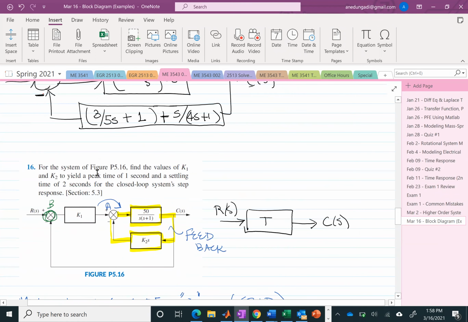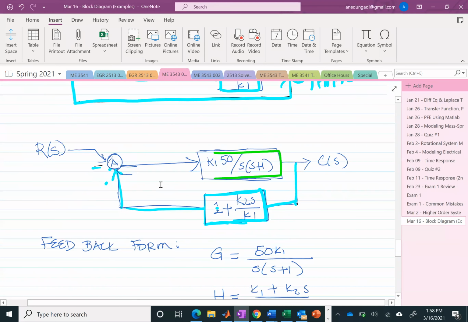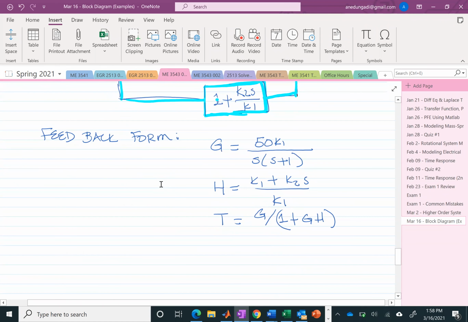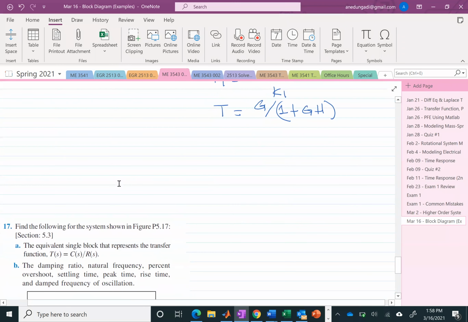So find the values of K1 and K2 to yield a peak time of 1 second and a settling time of 2 seconds. That's second order form, right? Second order transfer function. Any questions?